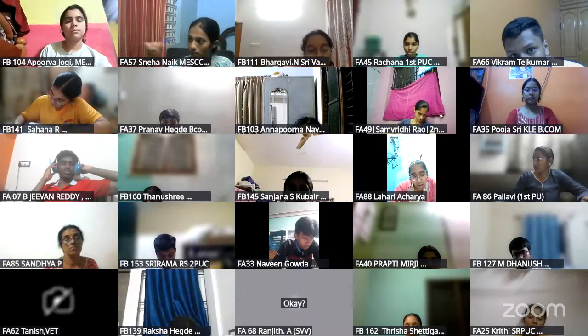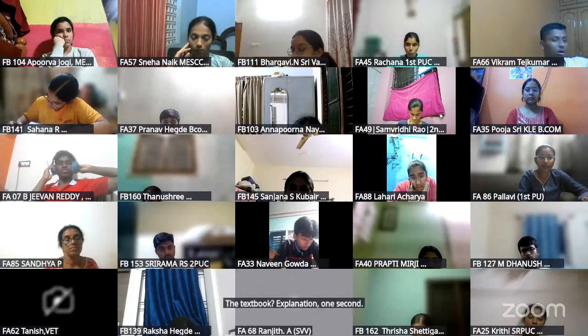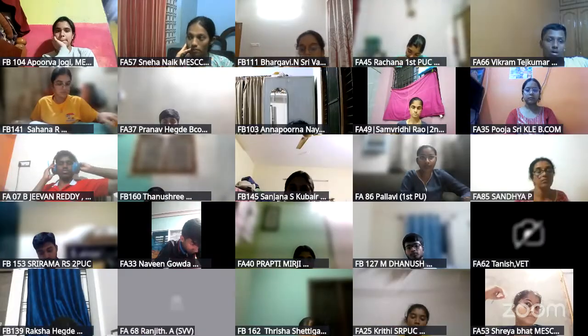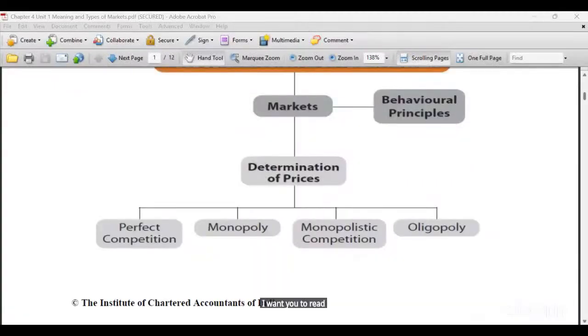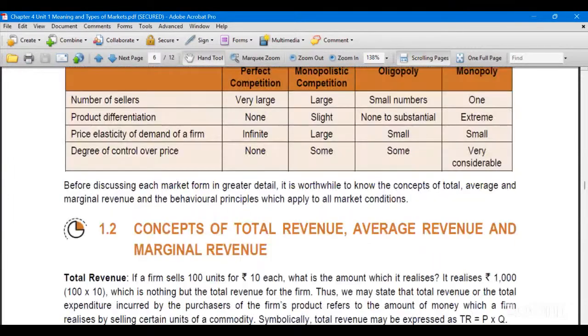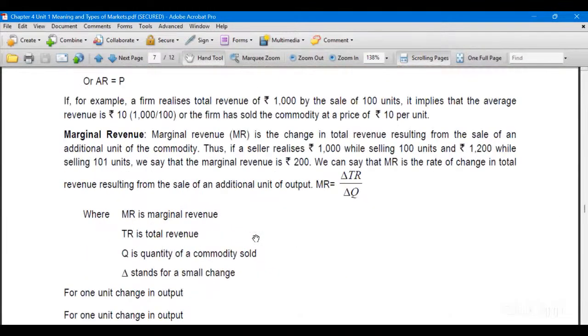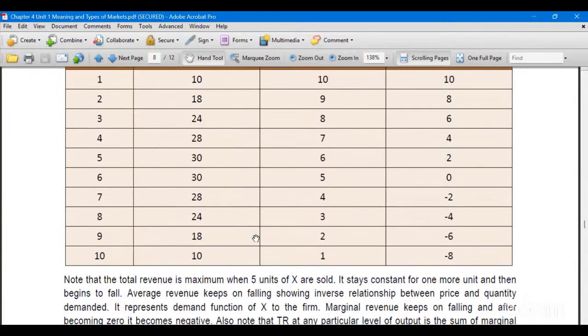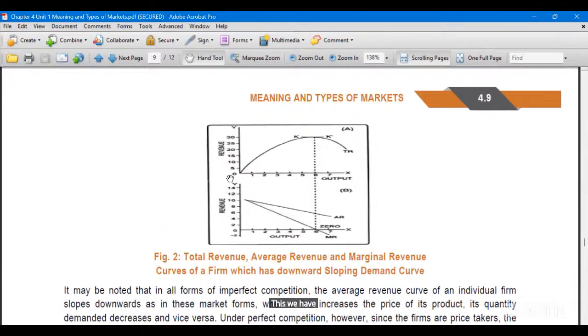This I want to share the textbook explanation. I want you to read this and take down the formula. This we have just now discussed. I hope you are able to understand this.